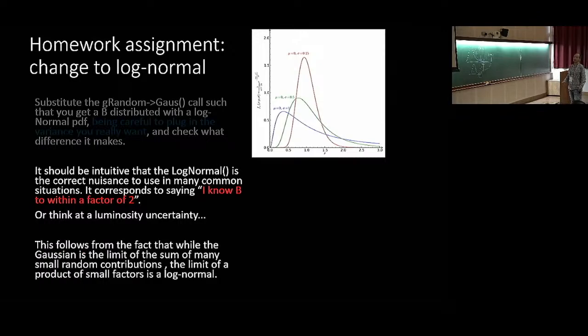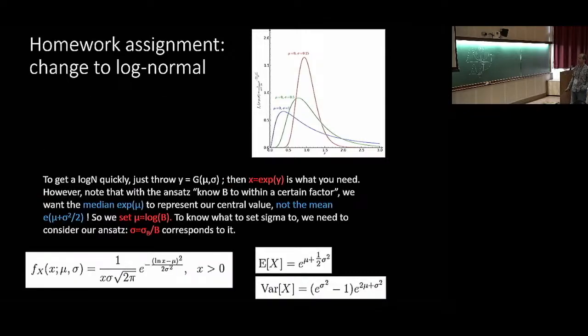This is also what you have when you have a luminosity uncertainty in your data, for instance. You will model the uncertainty as a log normal. The log normal is the limit of a product of small factors, like the Gaussian is the limiting distribution of a sum of many small factors. To model a log normal, if you don't have it in your random number generation, you throw a Gaussian number and then exponentiate it.